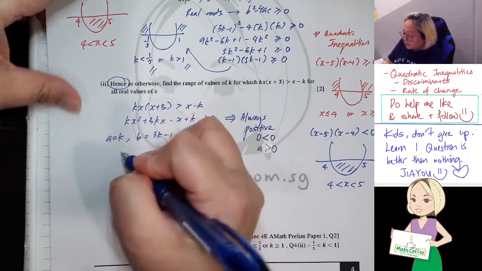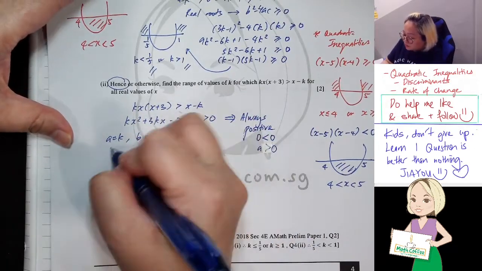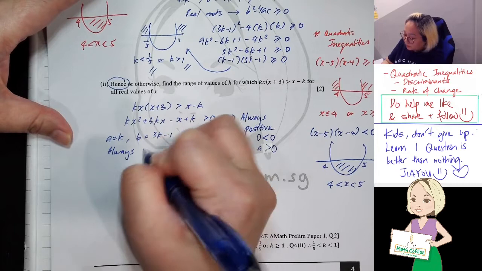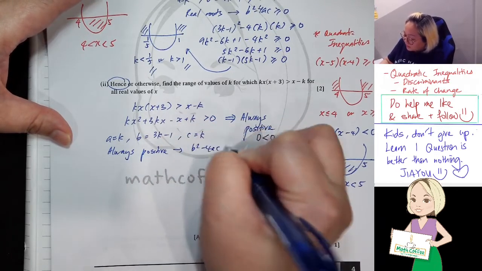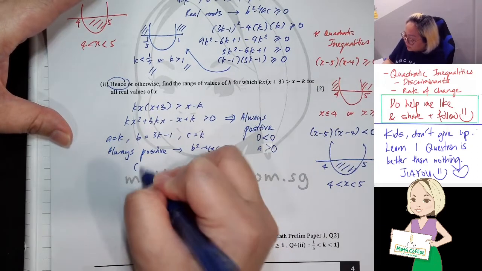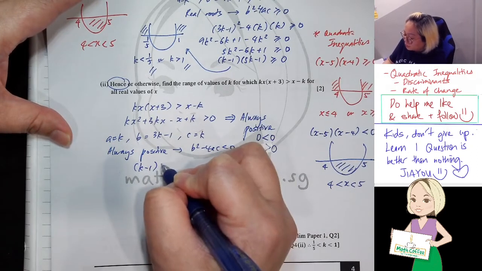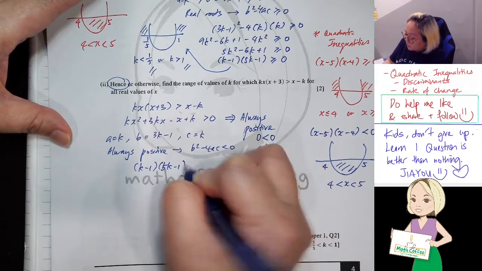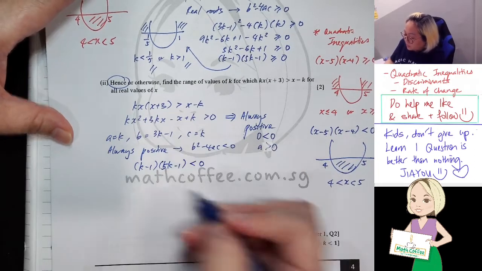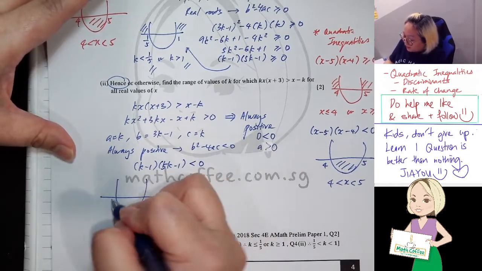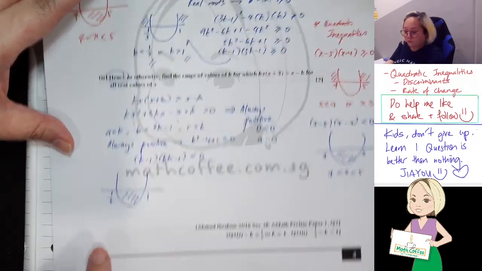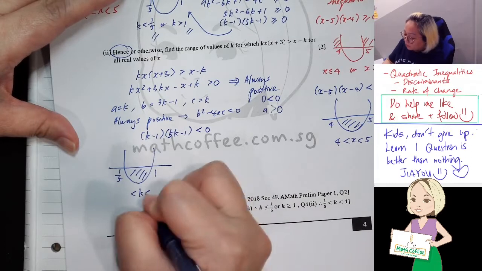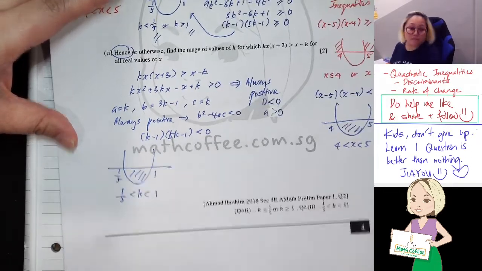So I will just state that always positive, discriminant is less than 0. I straight away can put k minus 1, 5k minus 1 less than 0. And to draw this one, I have 1/5 and 1. Less than 0 will be in between, correct? So my k will be between 1/5 and 1.